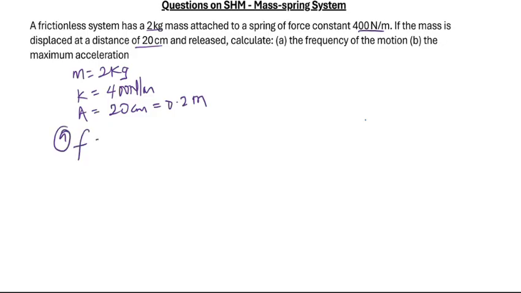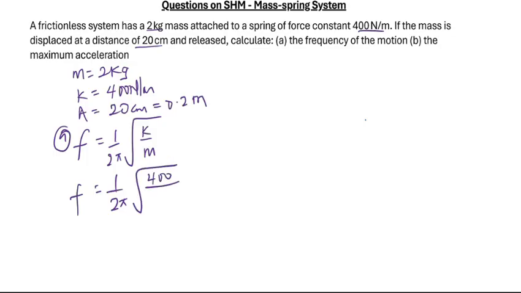The first thing said we should calculate frequency. And what is frequency? We know that frequency is 1 over 2 pi square root of k over m, and f equals 1 over 2 pi square root of k is 400 and m is 2. By the time you punch this into the calculator, you will have your frequency to be 2.25 hertz, and that's for our frequency.